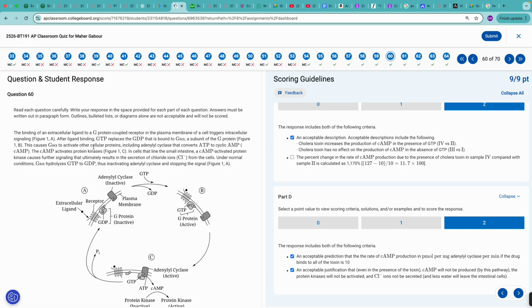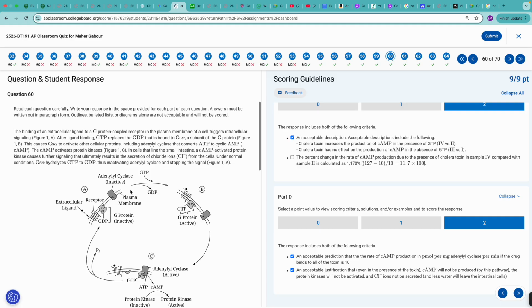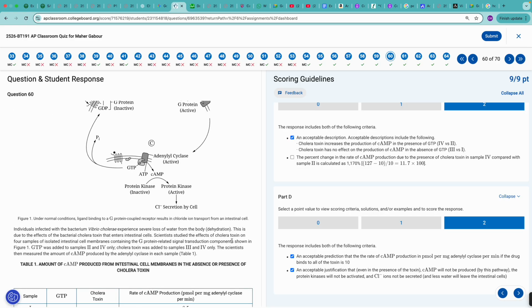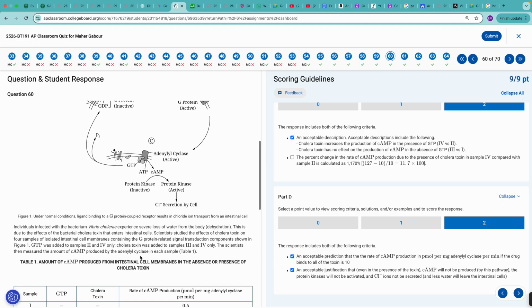Look, after ligand binding, GTP replaces the GDP on GS alpha, a subunit of the G protein. This causes GS alpha to activate other cellular proteins, including adenyl cyclase, which converts ATP to cyclic AMP. The cyclic AMP activates protein kinases in the cells of the small intestine, causing further signaling. In individuals with cholera, this is due to the effects of the bacterial cholera toxin that enters intestinal cells. Scientists studied the effects of cholera toxin on four samples.